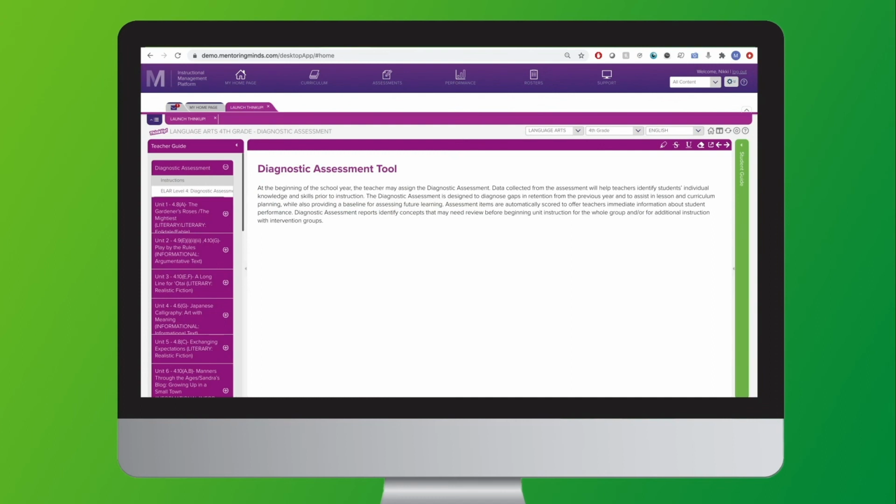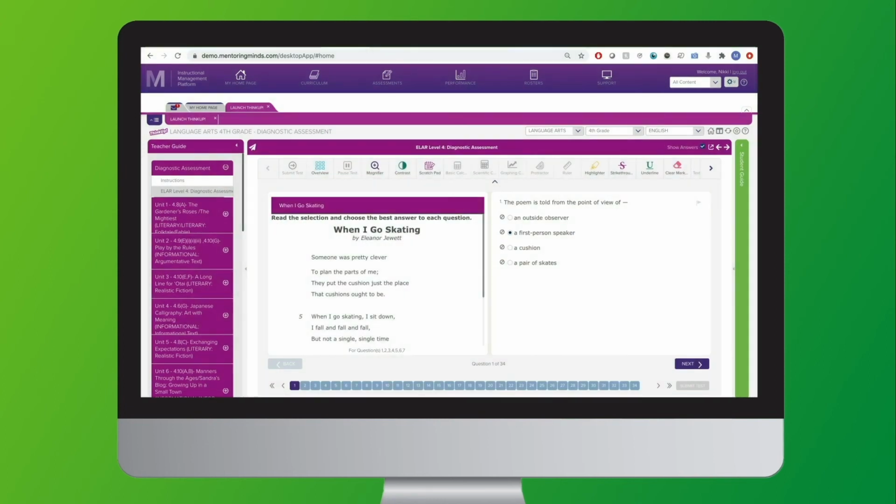We also provide a diagnostic assessment tool exclusively in our online platform for grades 1 through 8. This tool allows teachers to assess student understanding of previous grade level standards at the beginning of the year to evaluate any learning gaps, providing important data for the teacher to help drive future instruction.